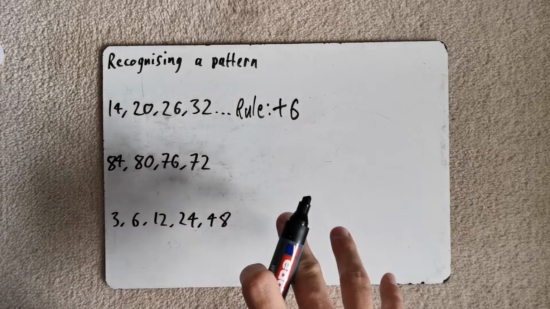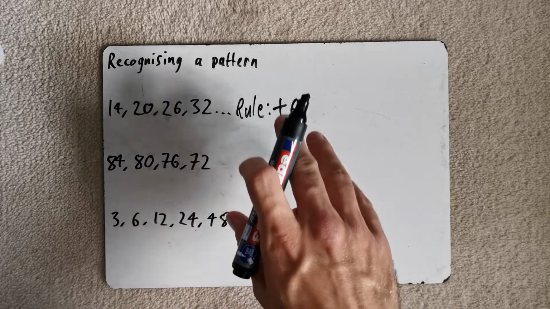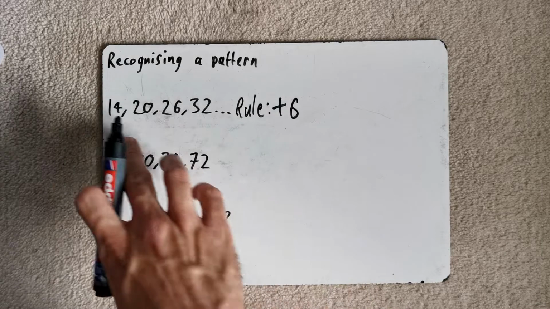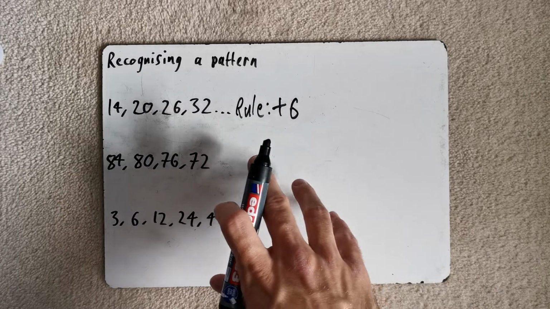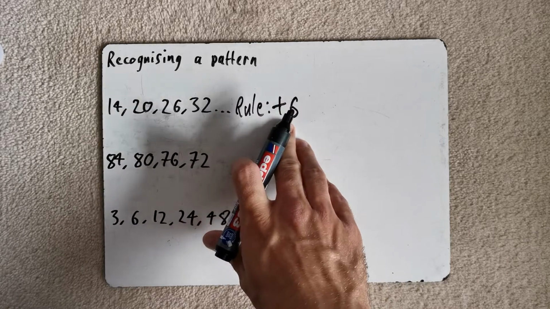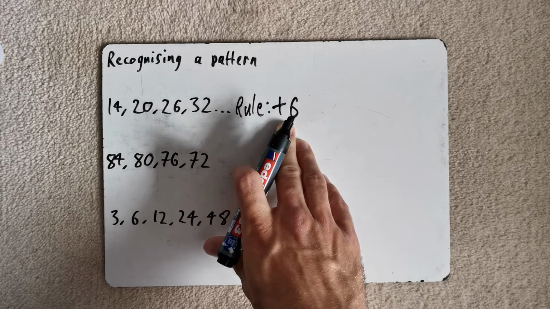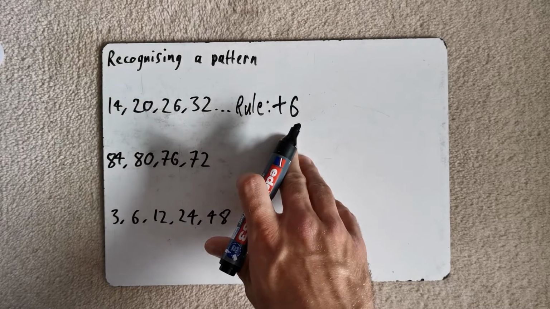So if you're asked a question like, what is the rule of this sequence? What is the term-to-term rule? Each part of a sequence is called a term. Then the rule is plus 6. Okay, easy as that.